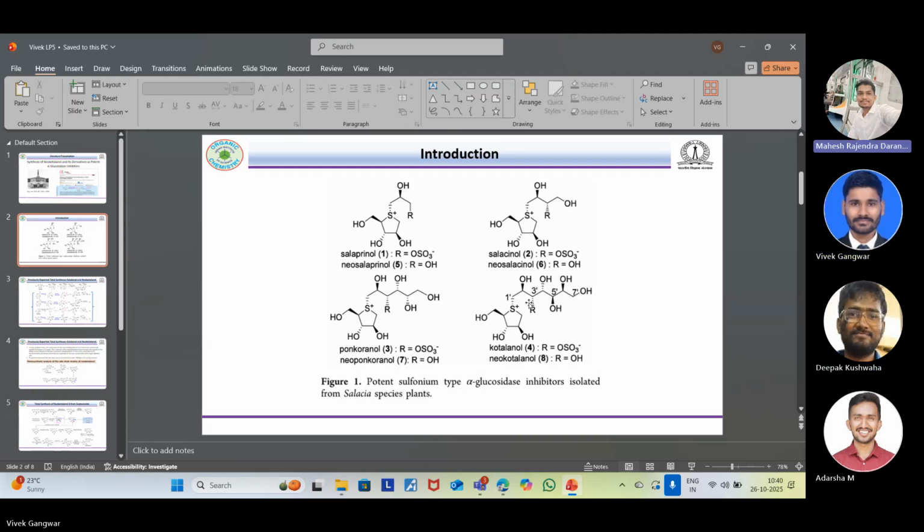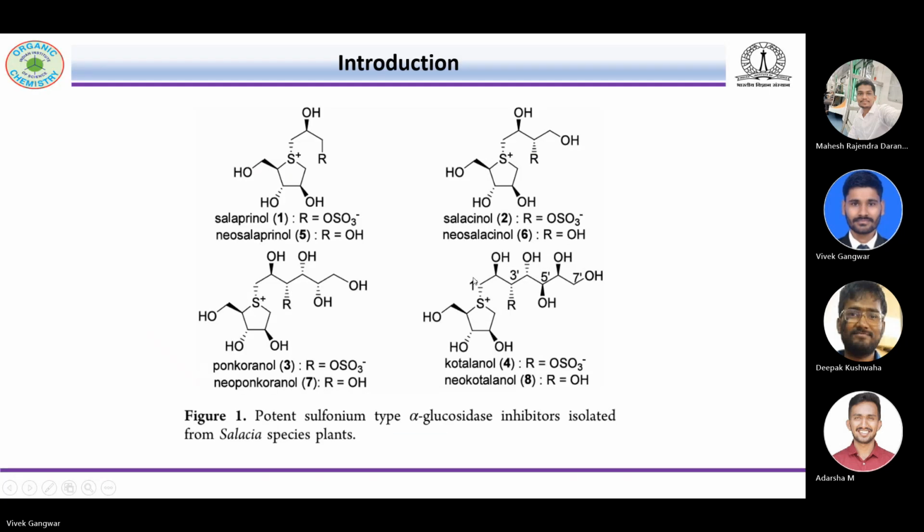Make it full screen. Full screen. So these are inhibitors, like as you have written, glucose. So in this current synthesis also they are making another glucosidase inhibitor. Okay. Alpha glucosidase inhibitors. Salacia species plants.